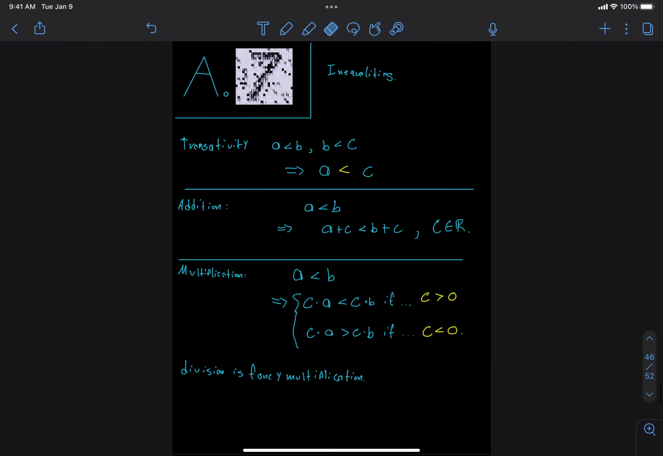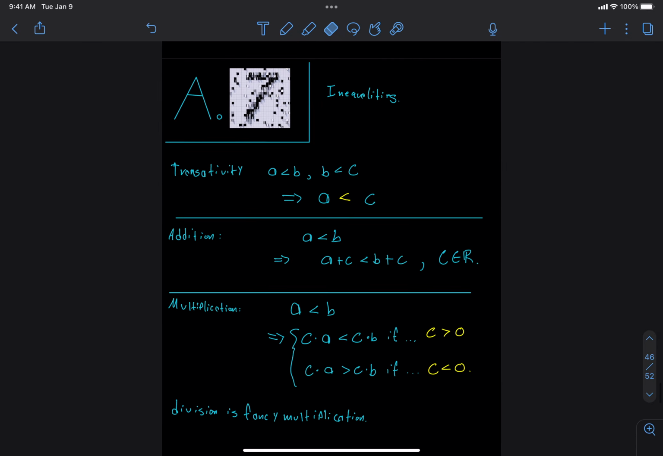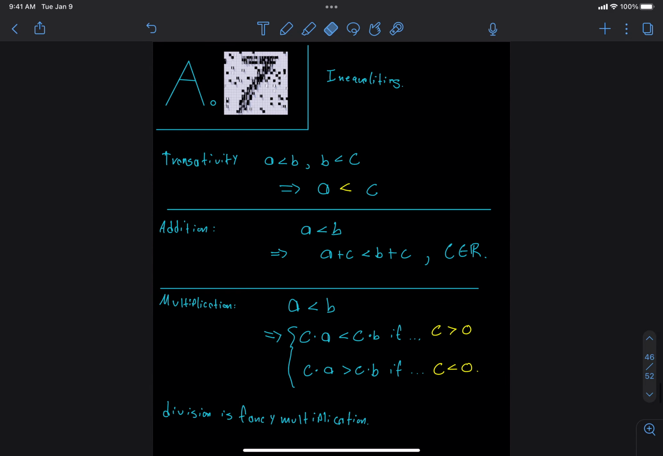Okay, so these are the basic rules of inequalities that we're going to use throughout this section. So are these pretty much familiar to you, or is this more new?